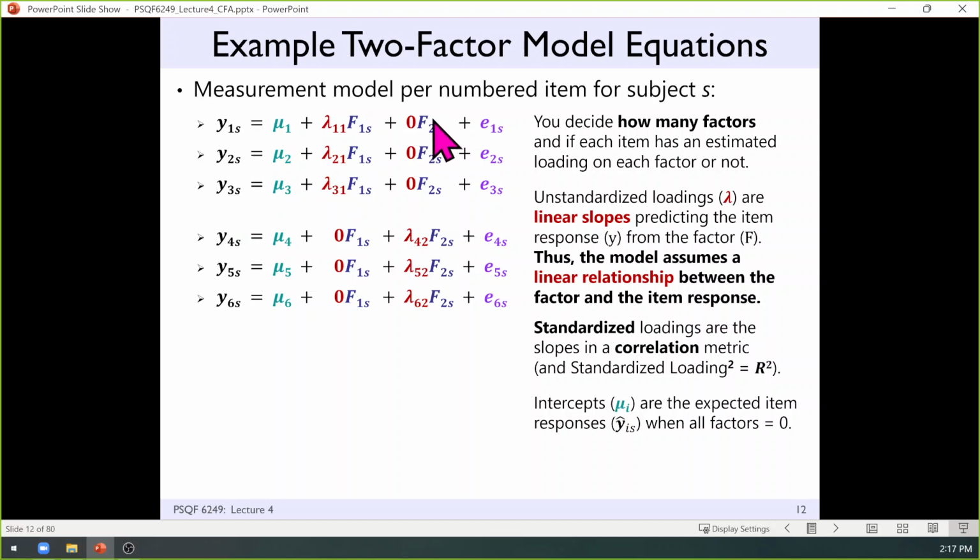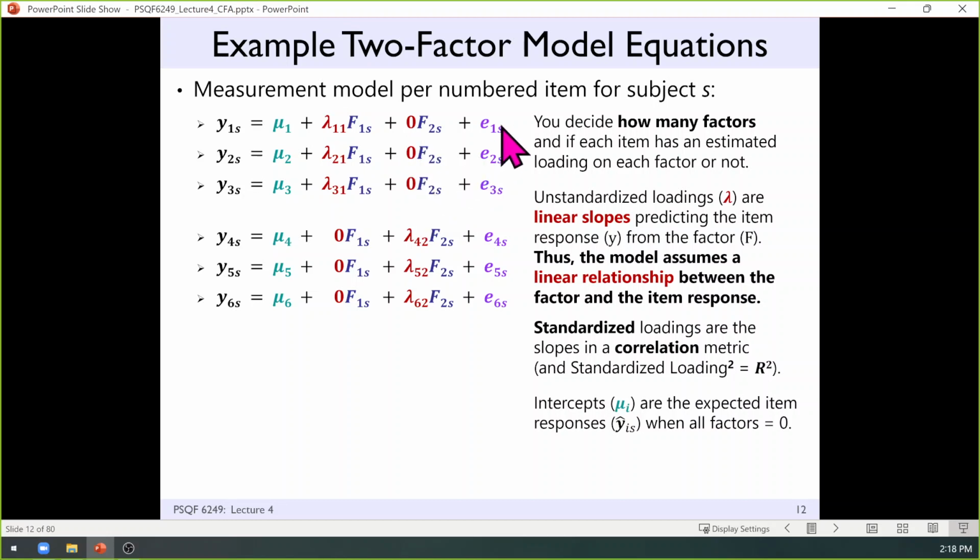So the specification that the first three items do not load on factor 2, do not have an estimated loading, is a hypothesis that I'm putting forth. And it doesn't mean that I'm saying that y1, y2, and y3 are unrelated to f2. It's that they're not related directly. They can still be related to f2 because f1 is related to f2. So if y1, y2, and y3 measure f1, and f1 is related to f2, then indirectly there's still a relationship. The zeros right here mean there's no direct relationship.